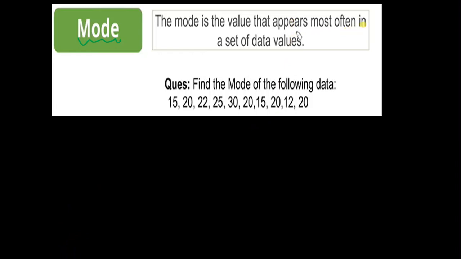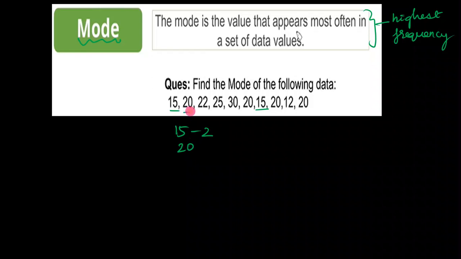Last but not the least, we have something called the mode. So what is mode? Mode is the value that appears most often in a set of data values, meaning the value with the highest frequency. The number which has the highest frequency in the data will become your mode. Now here in this data, which has the highest frequency? We have 15 coming 2 times.